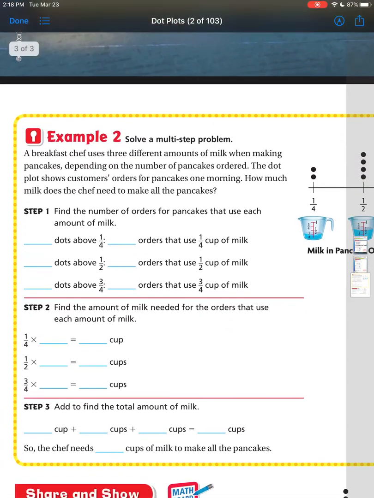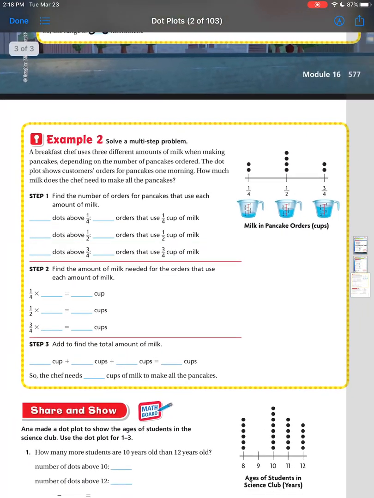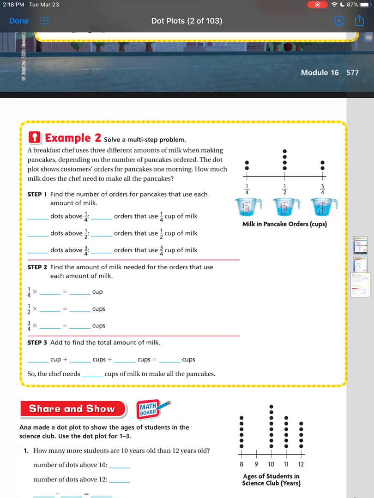Let's look at a couple more examples. So now, just like everything else, we can answer a multi-step question with a dot plot as well. It says a breakfast chef uses 3 different amounts of milk when making pancakes, depending on the number of pancakes ordered. The dot plot shows customers' orders for pancakes one morning. How much milk does the chef need to make all the pancakes?